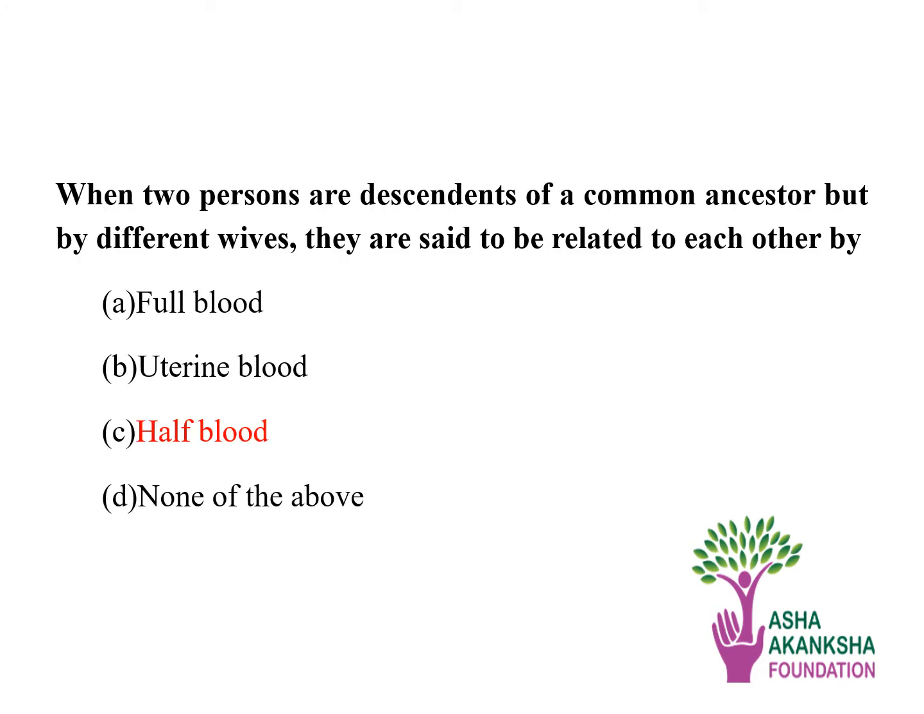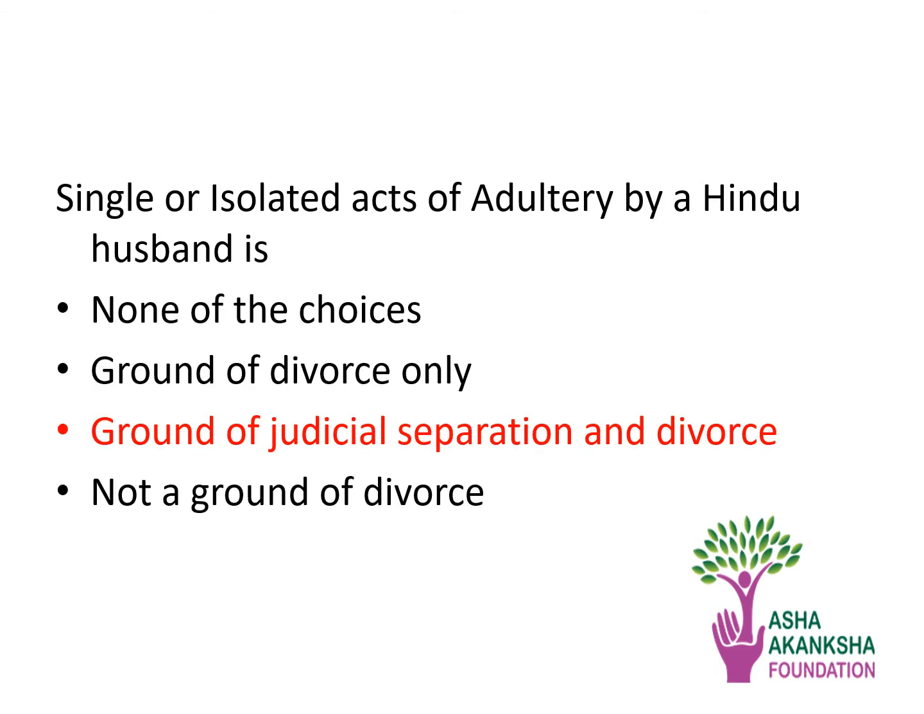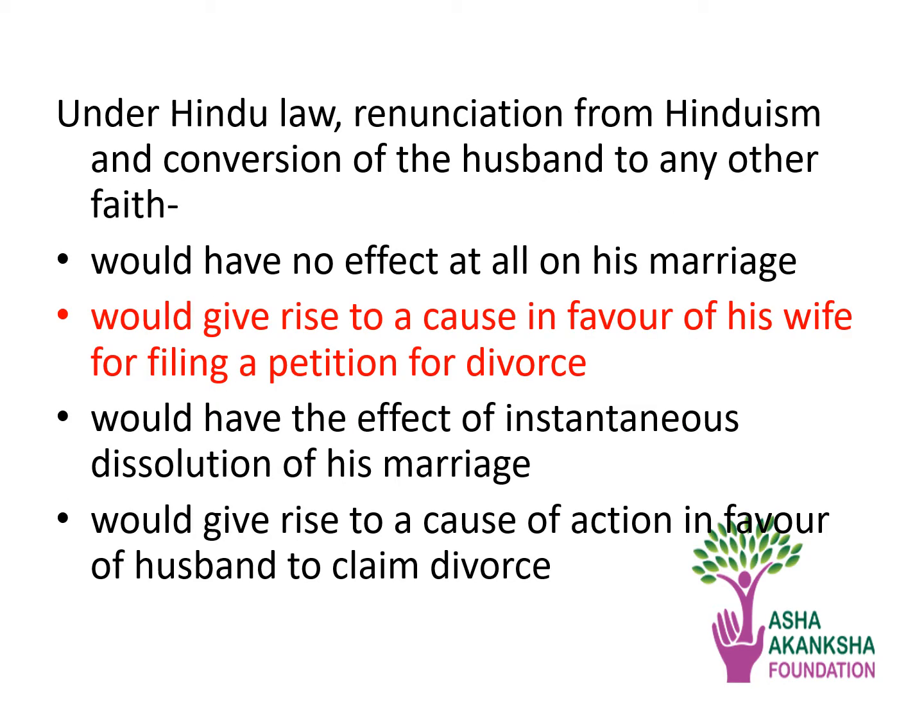When two persons are descendants of a common ancestor but by different wives, they are said to be related to each other by, the correct answer is half blood. Next question, single or isolated acts of adultery by a Hindu husband is, the correct answer is ground for judicial separation and divorce.